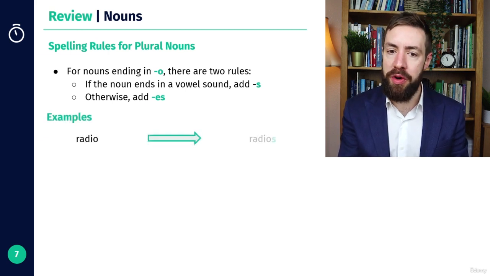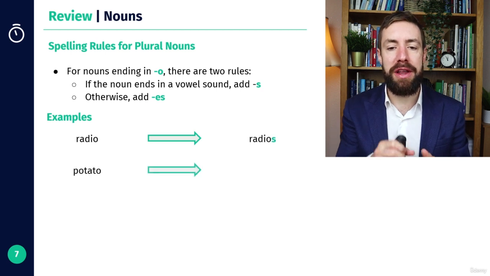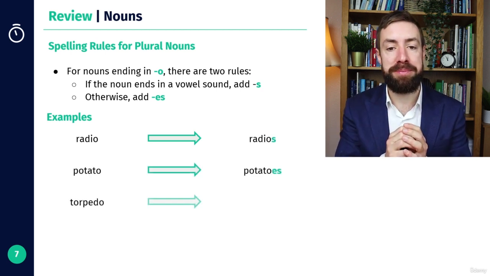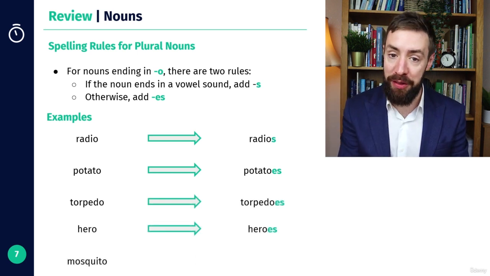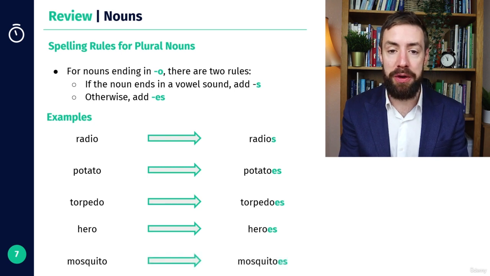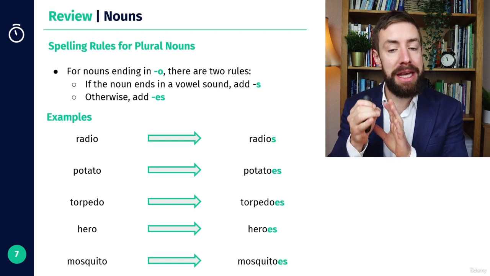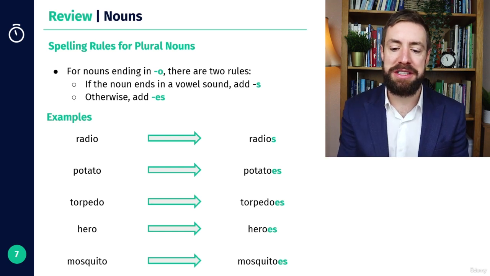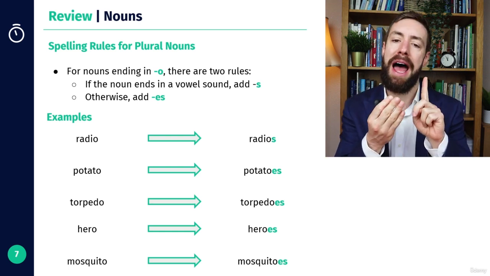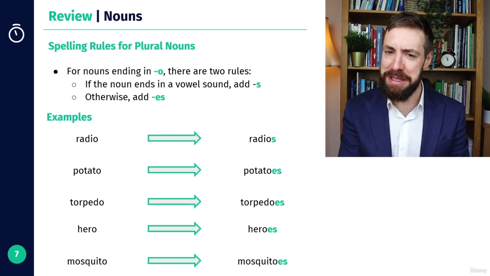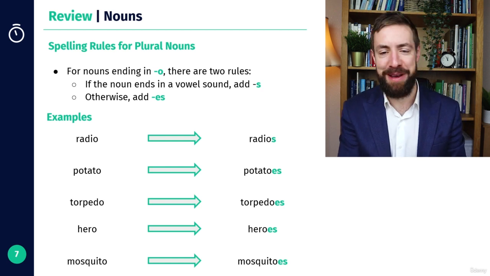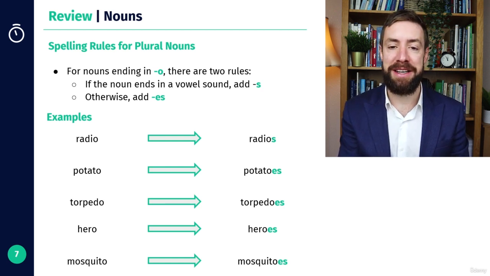So the first one, radio. So radio, the O sound is by itself. So it's radios with an S. All right. But all of the other ones you can see, potato and torpedo, hero and mosquito, all of those have the consonant sound included in that last sound. So it's toe, do, ro, and toe again. So we add the ES. All right, so that one's a little confusing. That's a slightly harder spelling rule. Make sure you think carefully about that one.